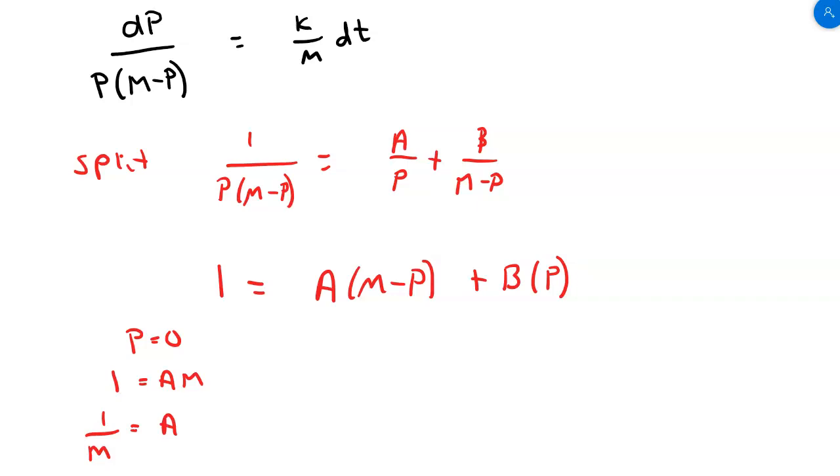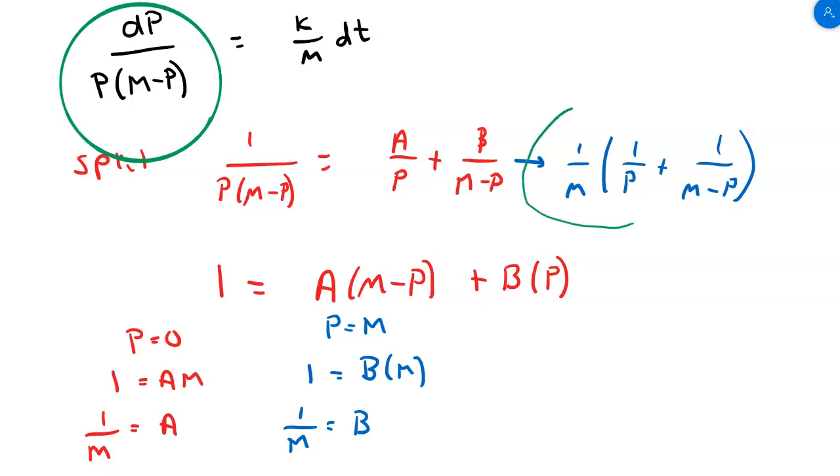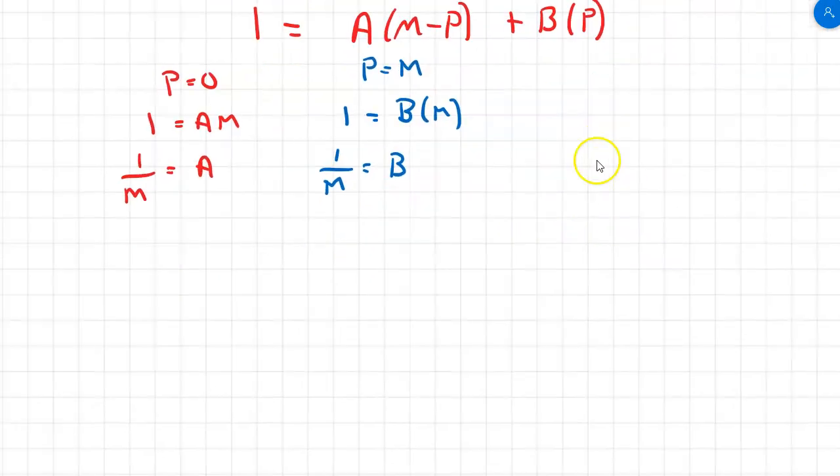All right, let's pick another one. Let's say I let p equal m. Well, if p equals m, that first piece here goes away, and I understand it's kind of boring. I end up with b times m, and so b is also 1 over m. So I can split this really as 1 over m times 1 over p plus 1 over m minus p. Okay, so this on the left-hand side is going to be replaced by that. Ugh. All right. Let's slide this up and keep going.